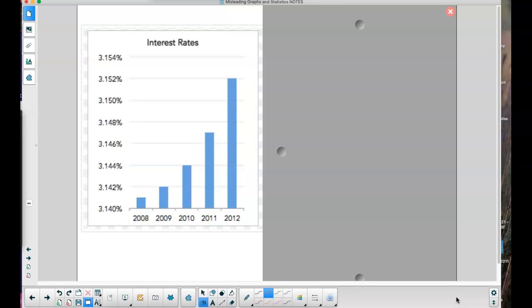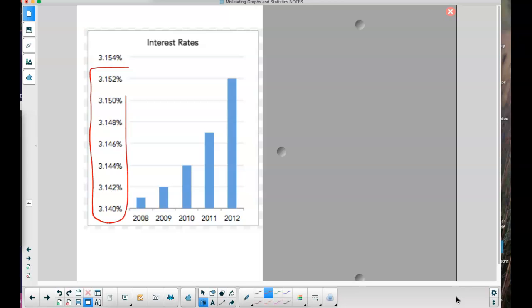What's wrong with this? This is a graph talking about interest rates. This is a graph that I pulled offline. Interest rates from 2008 to 2012. Friendly. Should it be a line graph? Yep, it should be a line graph. It shouldn't be a bar graph at all. What else is wrong with it? Go ahead, Zachary. It doesn't start at 0. You guys look at the numbering here.